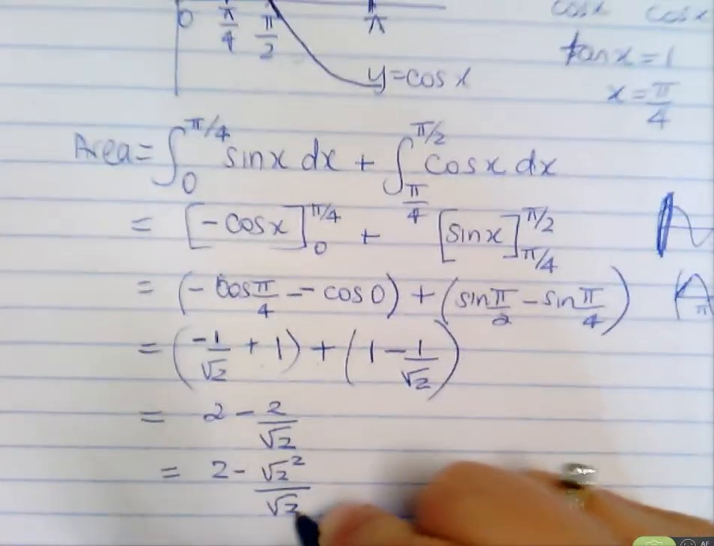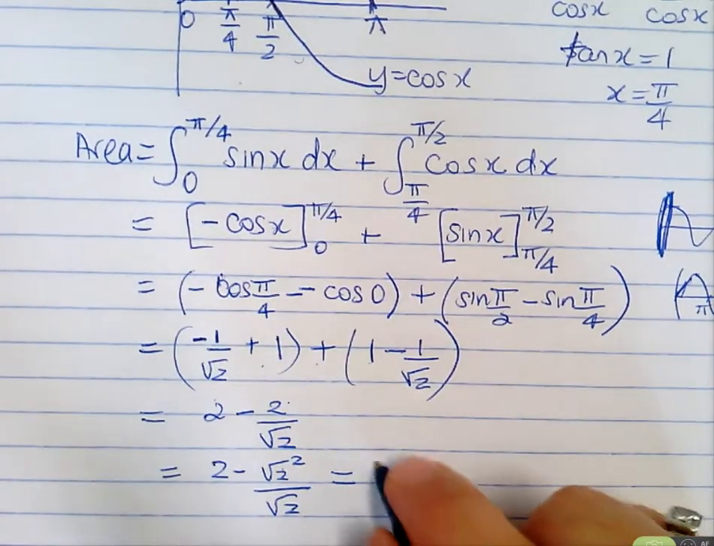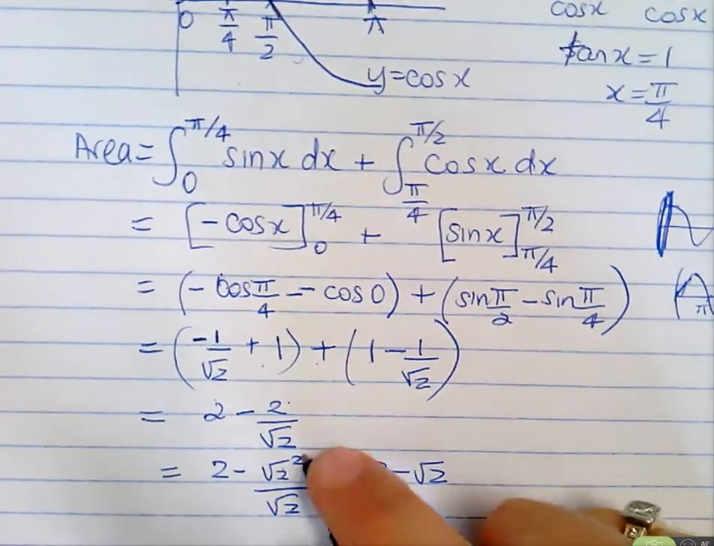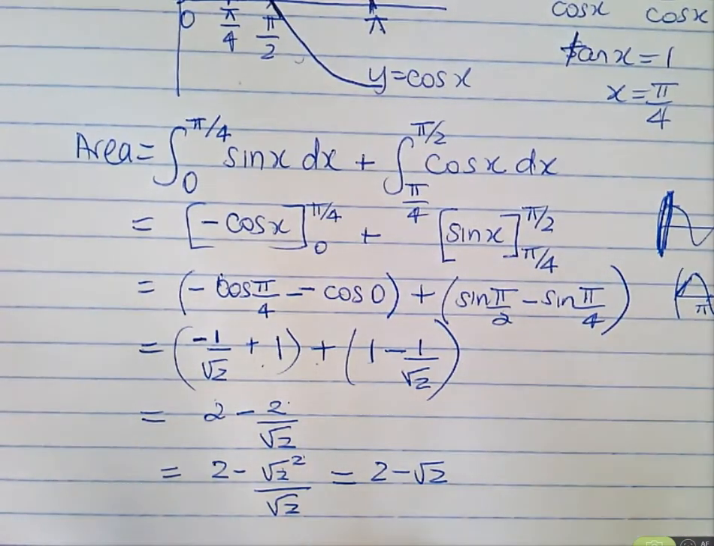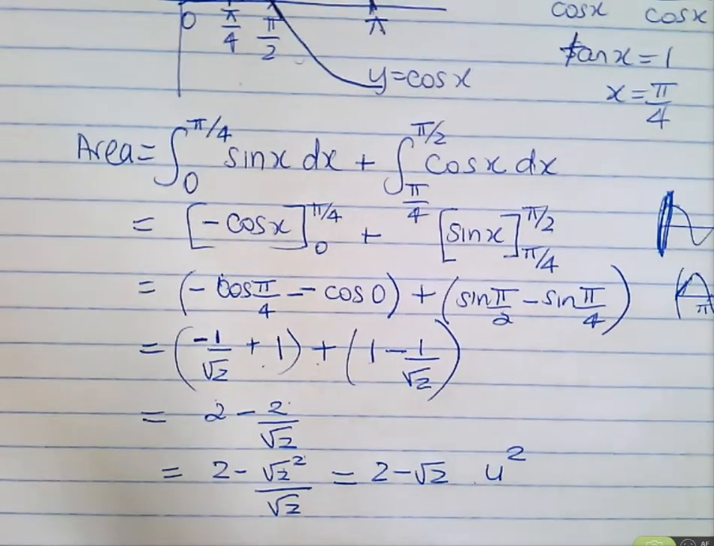Gloria, that's for you. 2 minus root 2 squared on 2, which is 2 minus root 2, because a root 2 cancels from the numerator and the denominator. And that will be units squared because it's area. So that's question 7a. I'm not going to do 7b, but we're going to talk about it.